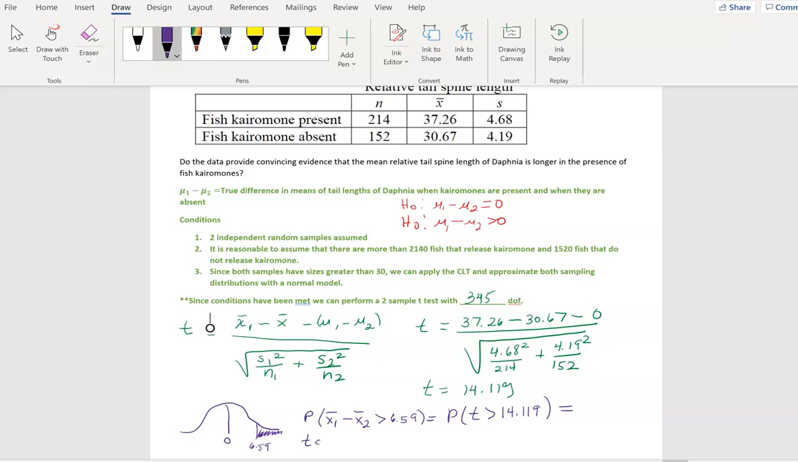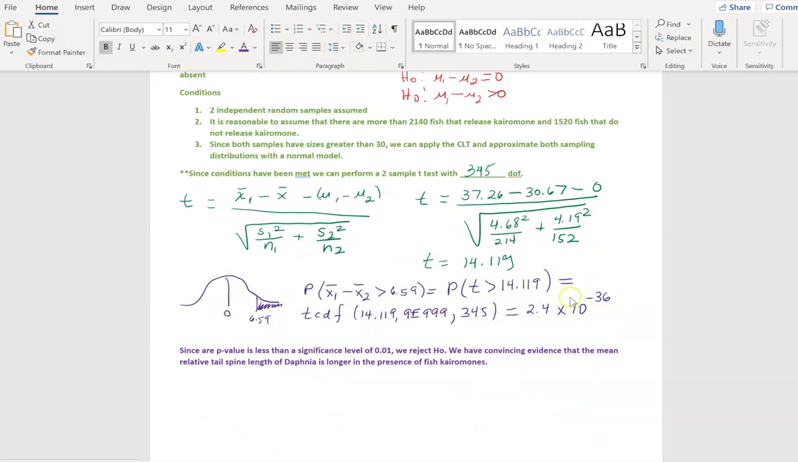So you're going to use TCDF, the low as 14.119, the high as 9E999, and the degrees of freedom is that really high value of 345. When you actually enter that into the calculator, you get a p-value of 2.4 times 10 to the negative 36. That's a really, really, really small number. Be careful, never write 2.4. Sometimes people forget about that E negative 36. This means there are 35 zeros before that 2. So this is essentially 0.